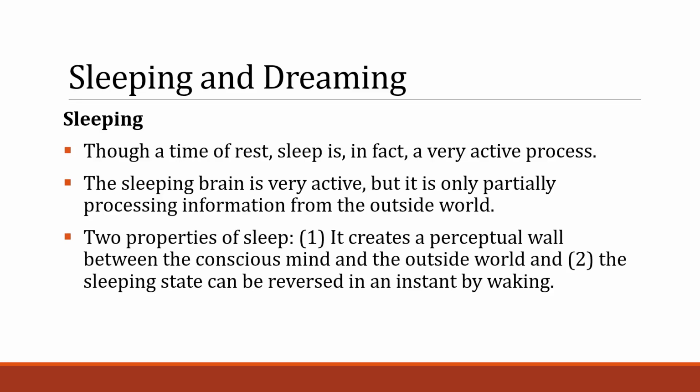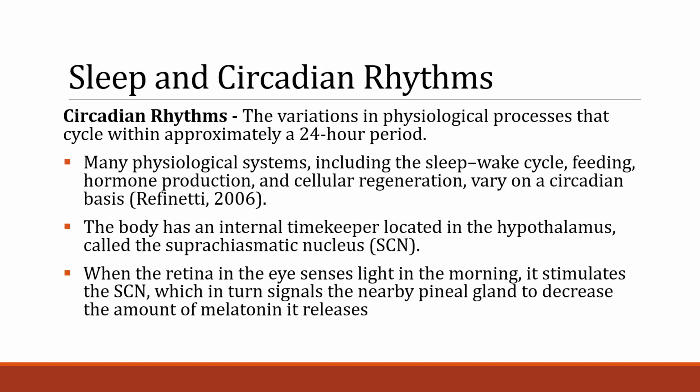Let's discuss the circadian rhythm. So we have a circadian rhythm, or the variation in physiological processes that cycle within an approximately 24-hour period. Okay? Many physiological systems, including the sleep-wake cycle, feeding, hormone production, and cellular regeneration, vary on a circadian basis. So in other words, the circadian rhythm does not only help you determine when you are going to sleep, but rather it also serves as a guideline or time frame for a lot of different biological functions. See, for example, our temperature varies throughout the day, and so do hormones, etc.